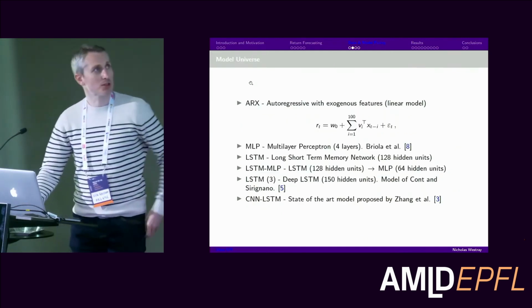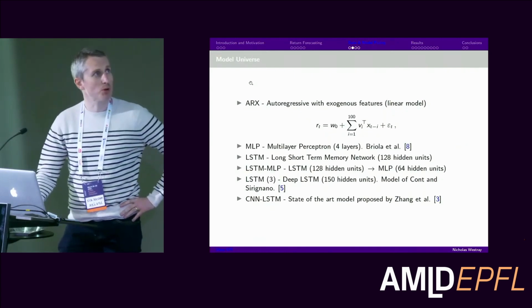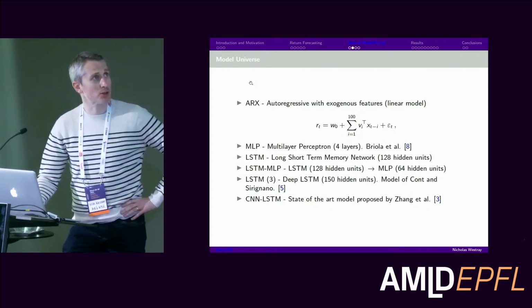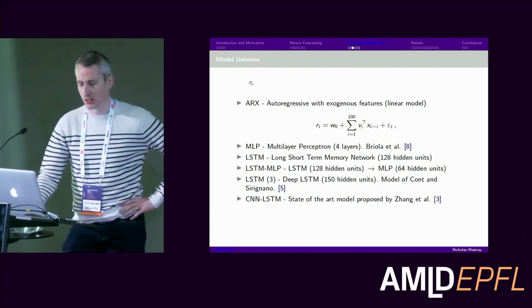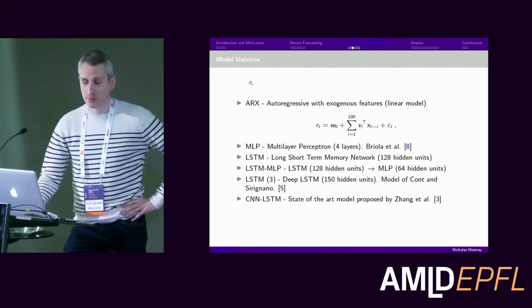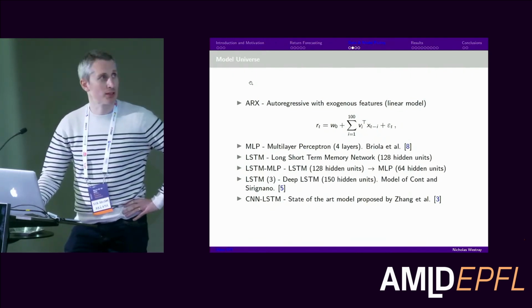Okay, so we looked at a number of different models when we were working on this. We looked at ARX, which is an autoregressive model with exogenous features. This is effectively a linear model. We looked at an MLP, a multi-layer perceptron. This was shown by a recent study by some authors in London to be the best for the problem that they looked at when they focused on Intel.